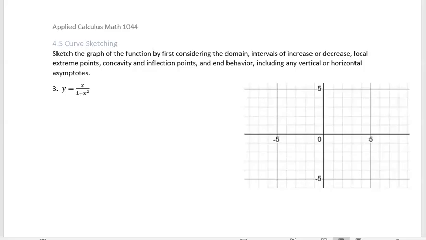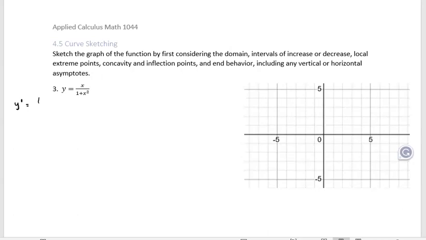Let's see if we can use our calculus to graph this equation. So we have y equals x over 1 plus x squared. First things first, we need to do our first derivative test, which means we need our first derivative. So that means we need y prime. Well, this is a quotient, so we have to use our quotient rule.